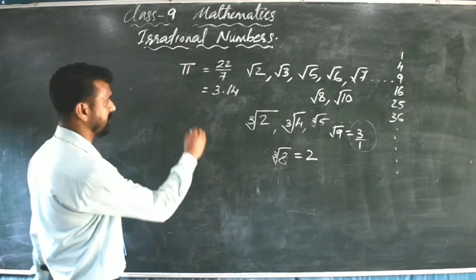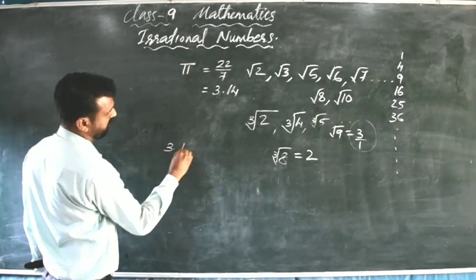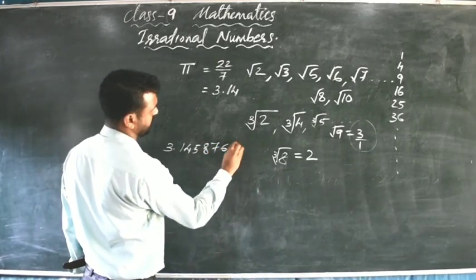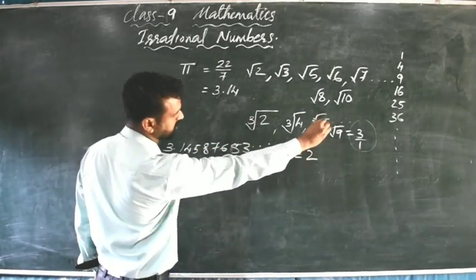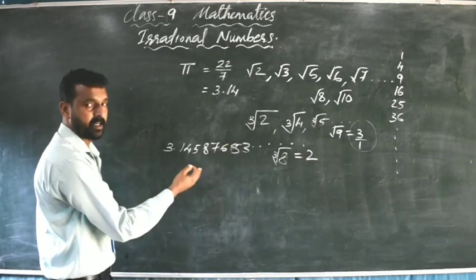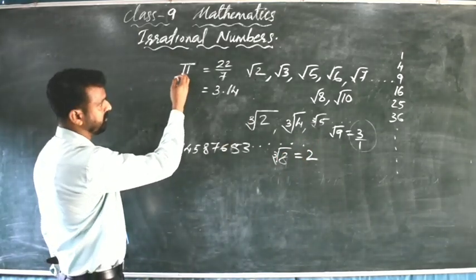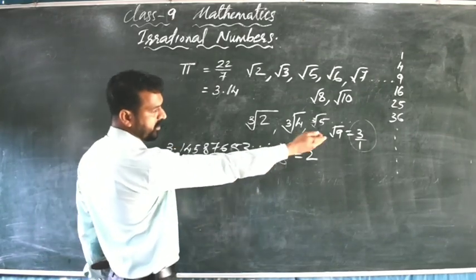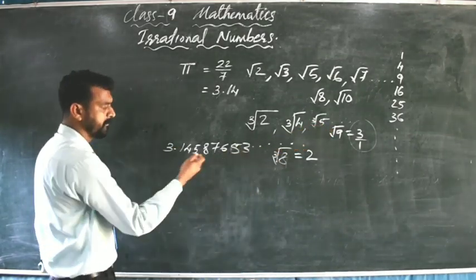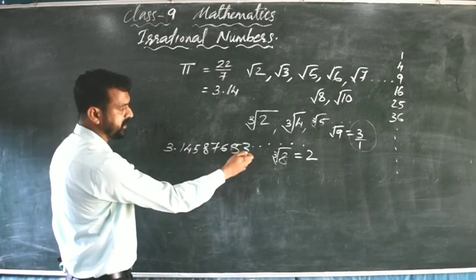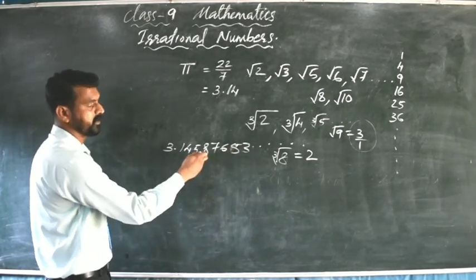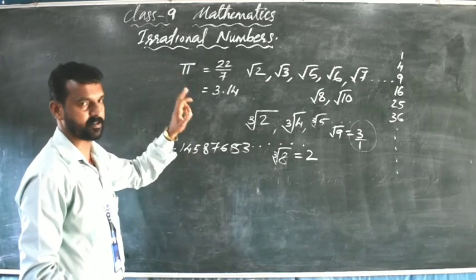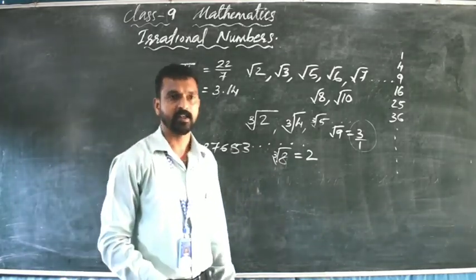The value of pi is 3.1458767653, etc. It will go on. It will not stop. If you find the value of pi after the decimal point, the digits go on without stopping, and the same numbers are not repeating. That is why we cannot write this number in the form p divided by q. So it is an irrational number. Remember that pi is an irrational number.